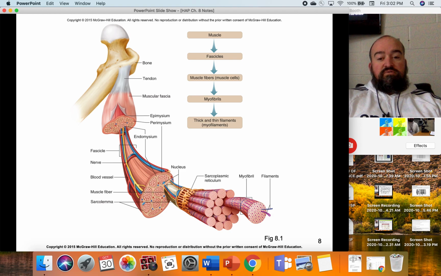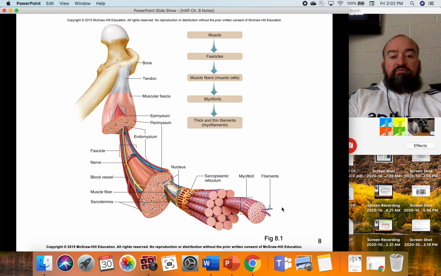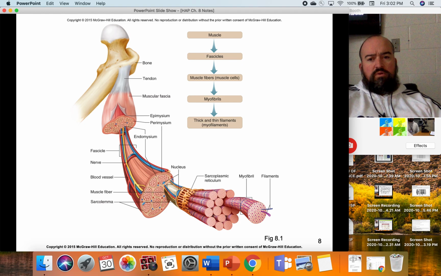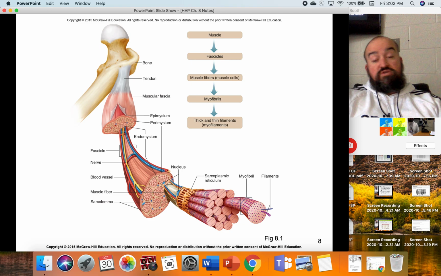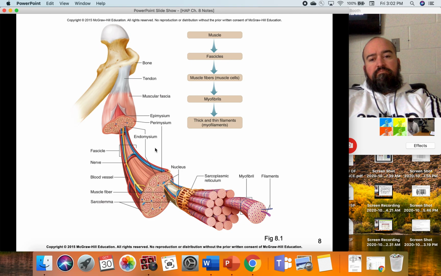Inside of the muscle fiber, there's even more organization. There are myofibrils, which are the smallest bundles that you see right here on the screen, and inside of a myofibril there are thick and thin filaments, myofilaments, that we will learn about later. Those connective tissue layers I mentioned before: the epimysium covers the entire muscle, the perimysium covers each fascicle, and the endomysium covers each muscle fiber, each cell.